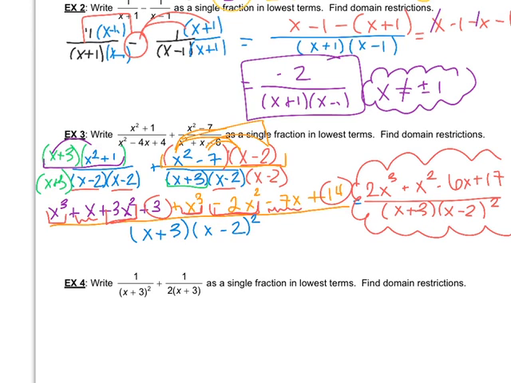We were simply writing this as a single fraction in lowest terms. I want to reiterate, we were not solving. We just get a common denominator, add them together, and simplify as much as we can. So this is adding rational expressions or subtracting. Don't forget your restrictions. From our denominator, x cannot be negative 3 or positive 2.